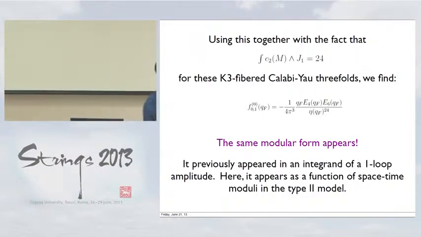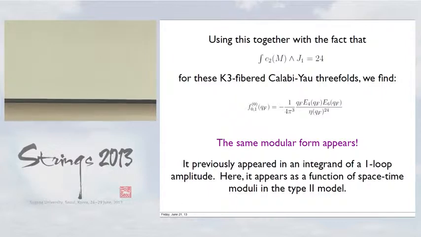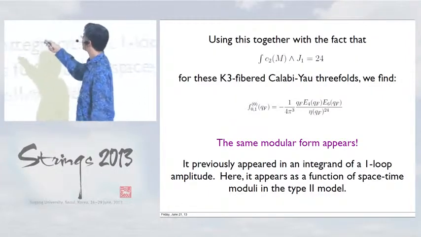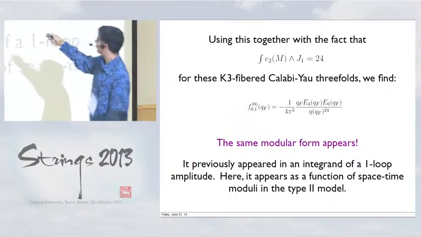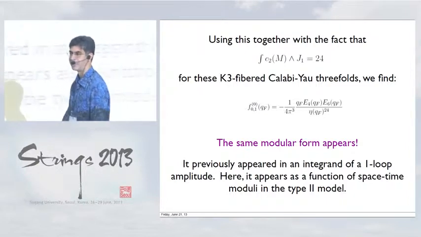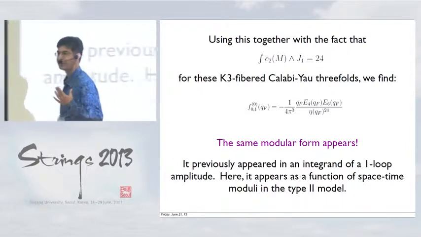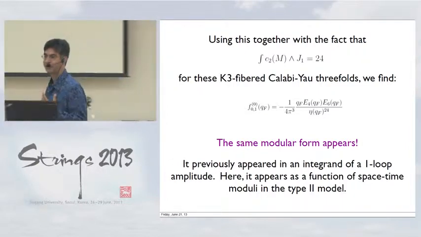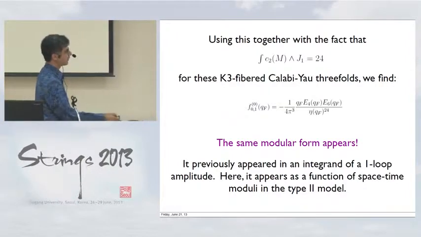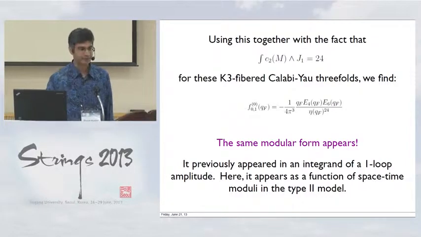And using that together with some universal facts about intersection theory on K3 fibered Calabi-Yau threefolds, which these are, you find that in fact F01 is exactly QF E4 E6 over eta to the 24th, which is the same modular form that appeared in a totally different computation I was doing of a one-loop integrand in the heterotic string. But here it's appearing not as an integrand of anything, but as a function of space-time moduli in the type 2 model.